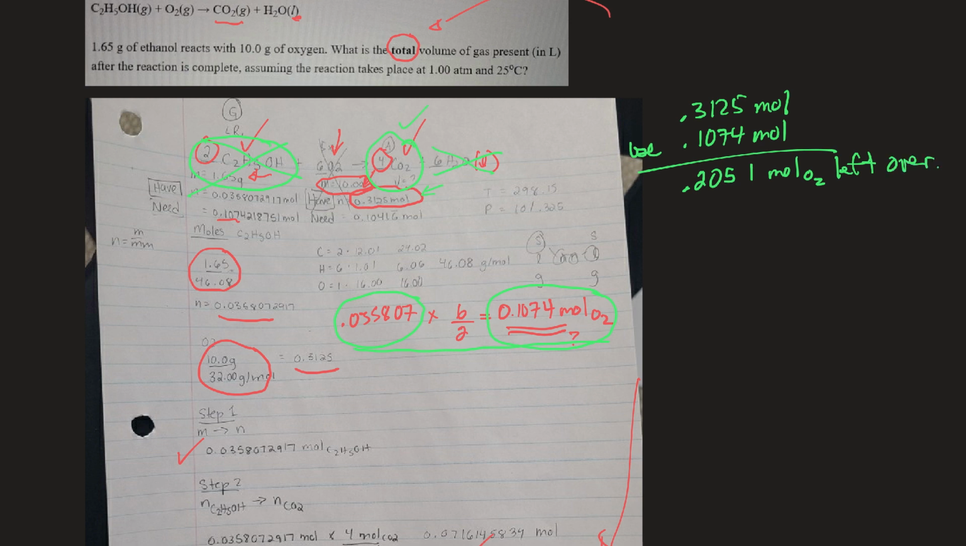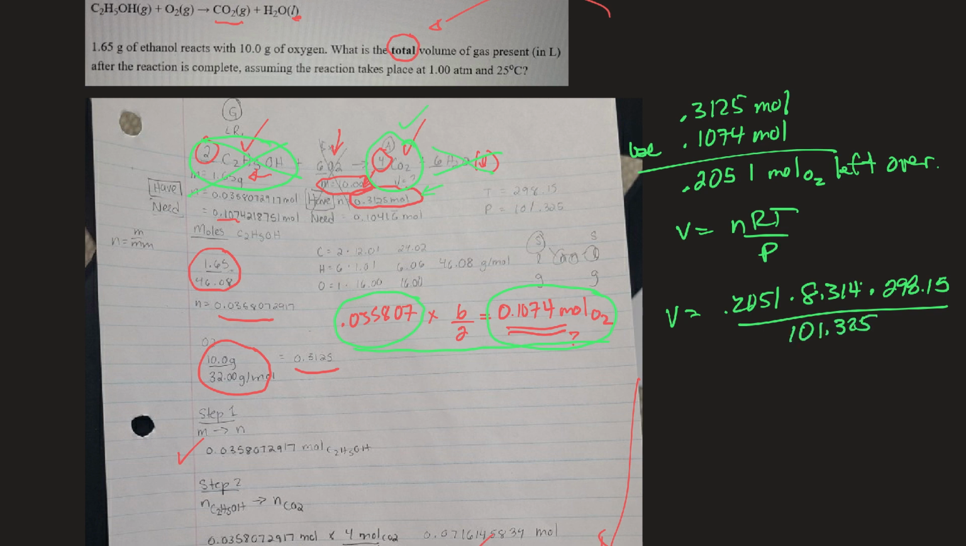Okay, so now if I want to figure out what volume, I'm going to go back to that PV equals nRT. So V equals nRT over P. Volume is 0.2051 times 8.314 times what was the temperature? 25, so that's 298.15. Over the pressure is 1 atmosphere, so that's 101.325 kilopascals. When we use the ideal gas law, you have to use kilopascals. Sorry. If you said bless me, thank you.